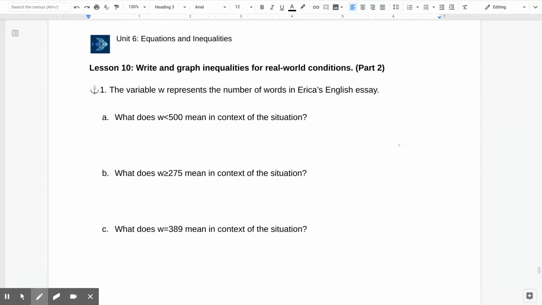So for A, W less than 500 would mean that Erica has fewer than 500 words. She could have 499 words. Let's see, if I have 500 here, I know it doesn't say to graph, but it helps me think of it. She could have 499, she could have 498, she could have 497. She can't have 500, but she can have anything less than that. Notice how I have to make that thicker if I'm using the same color.